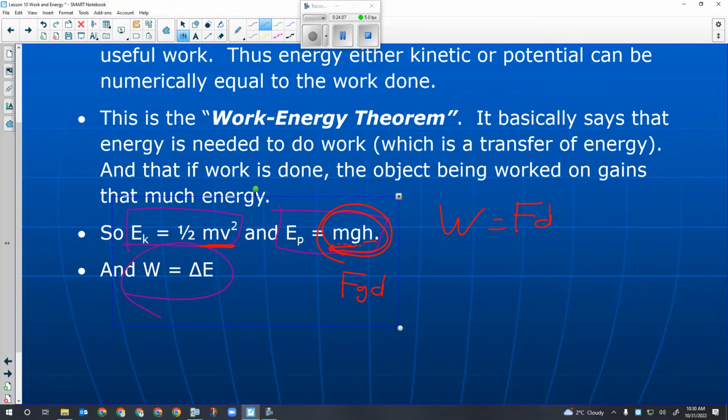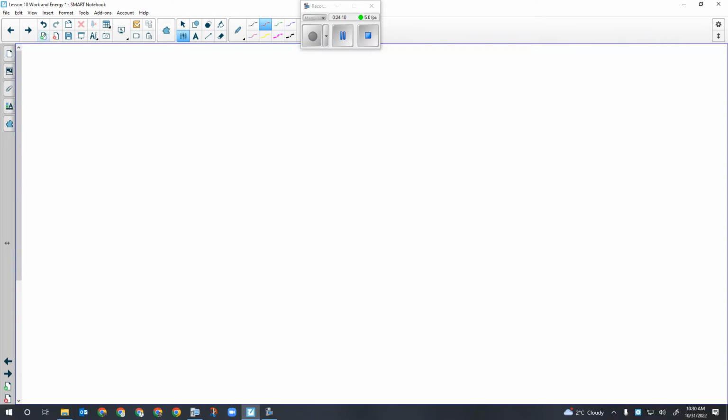Now, a real life physics application here. If I have kinetic energy and I want to stop, so let's say I'm moving at 10 meters per second and I want to stop, what has to be done? Work. I have to turn that kinetic energy into something else. In a car, whose job is that? It's the job of the brakes. What do the brakes do with your mechanical energy? What do they turn it into?